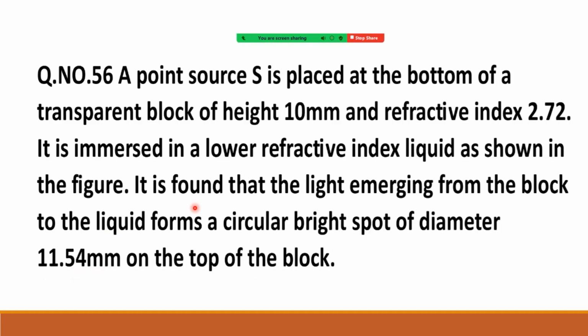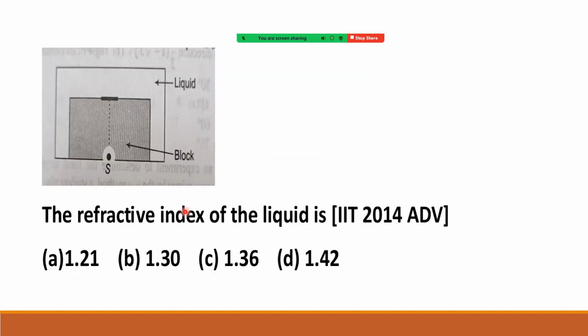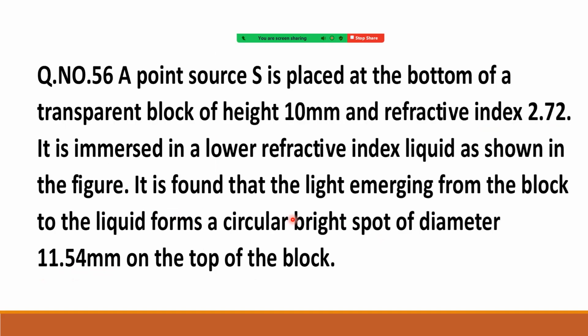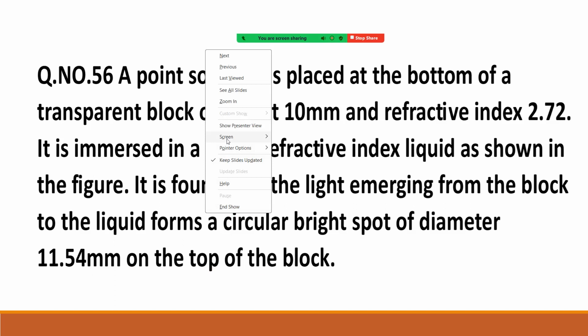So see the given data: height is 10 mm, refractive index 2.72. This is the refractive index for the block. So we have to find the refractive index of the liquid, right? And the given diameter is 11.54 mm, right? Let us see how to start it.